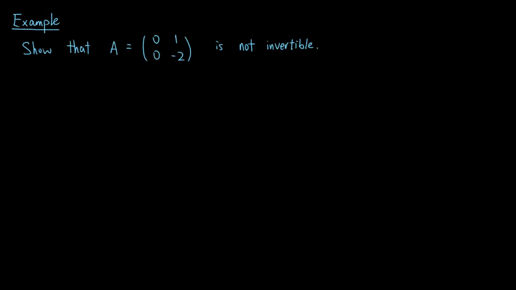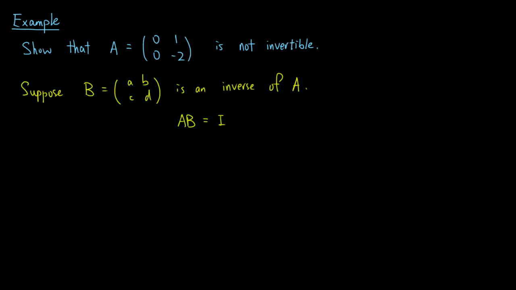Let's look at another example. Suppose we want to show that the matrix A with entries 0, 1, 0, -2 is not invertible. Let's proceed by contradiction and assume that B, which is the matrix with entries a, b, c, d, is an inverse of A. By definition, we have A times B equals I.